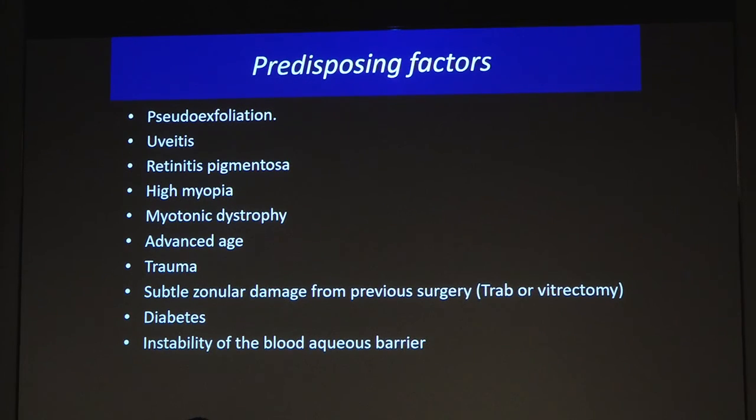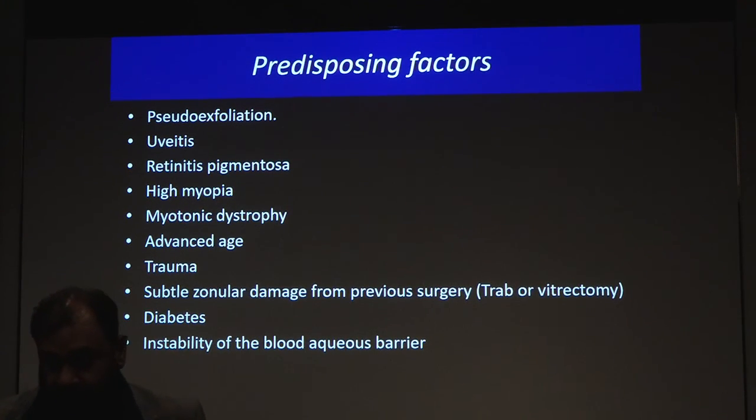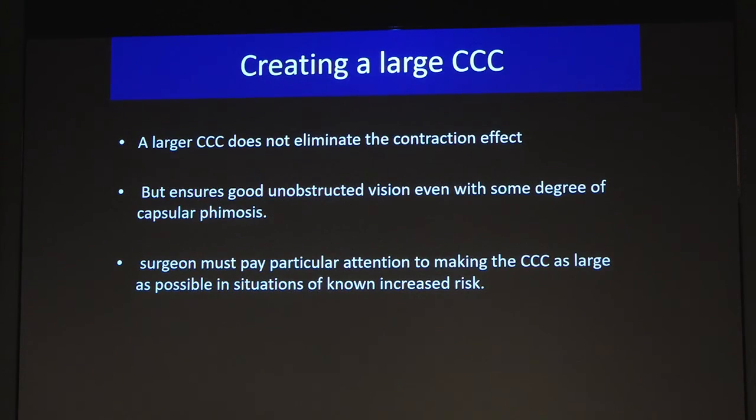So what are the predisposing factors for capsular contracture? One, obviously, as we know, pseudoexfoliation, uveitis, retinal degenerations like retinitis pigmentosa, high myopia, myotonic dystrophy, trauma. Suppose somebody has undergone a previous trabeculectomy or vitrectomy, they obviously will have compromised zonules, which also contributes to the capsular contraction, diabetes, and the instability of the blood-aqueous barrier.